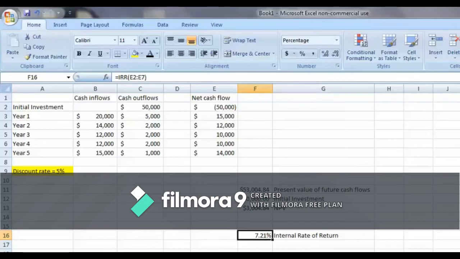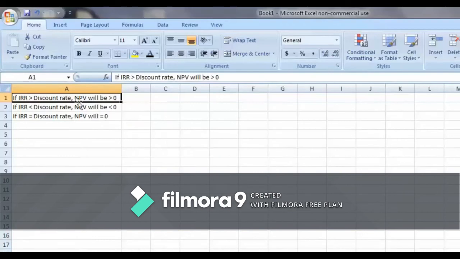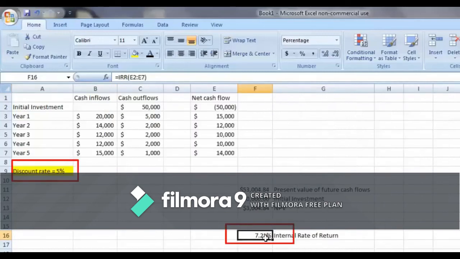Now remember, if our internal rate of return is greater than our discount rate, our net present value will be greater than 0. If our internal rate of return is less than our discount rate, our net present value will be less than 0. And if our internal rate of return is equal to our discount rate, our net present value will be exactly 0. So as you can see in our example, our internal rate of return of 7.21% was greater than our discount rate of 5%, meaning our net present value should be a positive number. And it is, so we're probably on the right track.